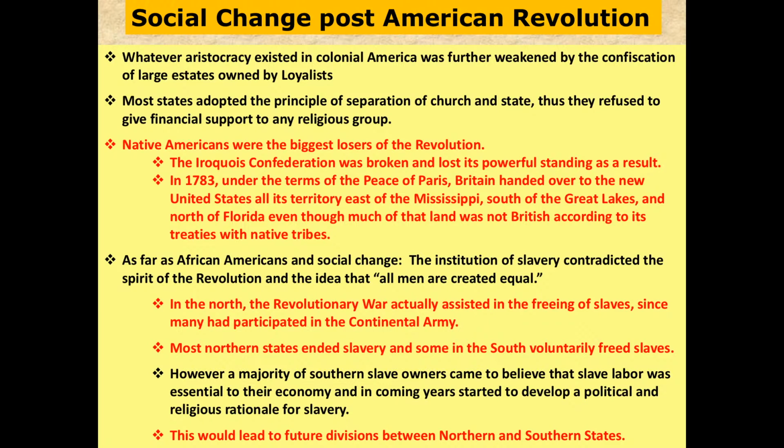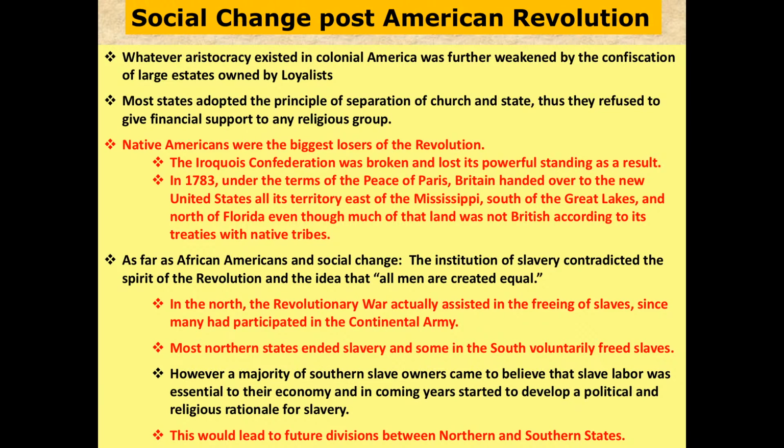Also during the Revolution, states were adopting this whole notion of the separation of church and state, and they were starting to refuse to give financial support to religious institutions and whatnot. So this was quite the departure from what we saw earlier in colonial times.